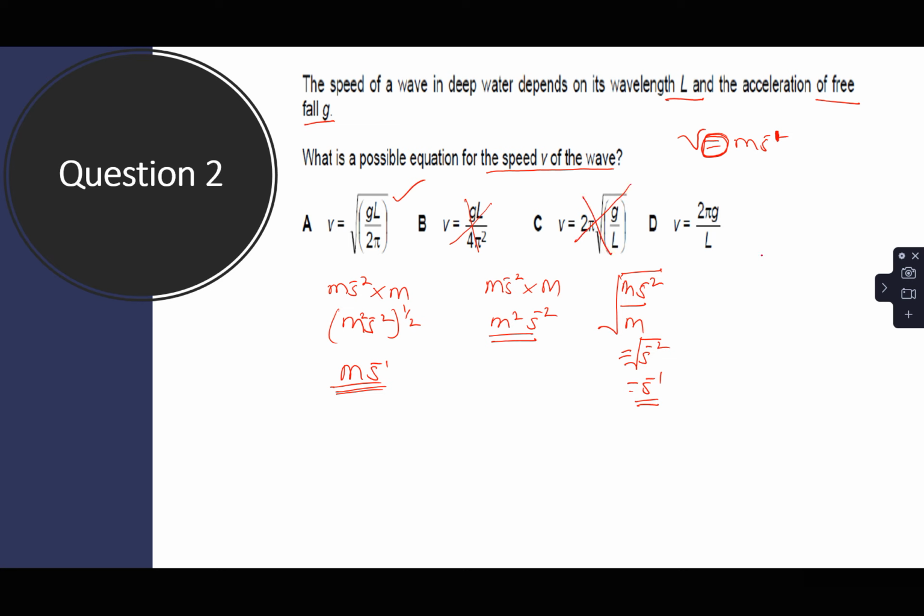The last equation, we have meters per second squared divided by meters, which becomes seconds power negative 2. This is not a unit for speed, so this is also a wrong equation. So we accept that A would be the possible equation for the speed of a wave.